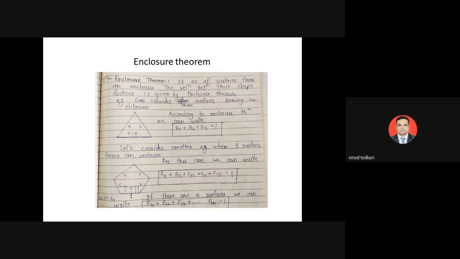The third theorem is the enclosure theorem, which states that if n number of surfaces form an enclosure, then the summation of view factors is unity. If there are n surfaces, by applying the enclosure theorem, I can write F11 plus F12 plus F13 up to F1n. That summation will be equal to 1. I believe that the enclosure theorem is clear to you.